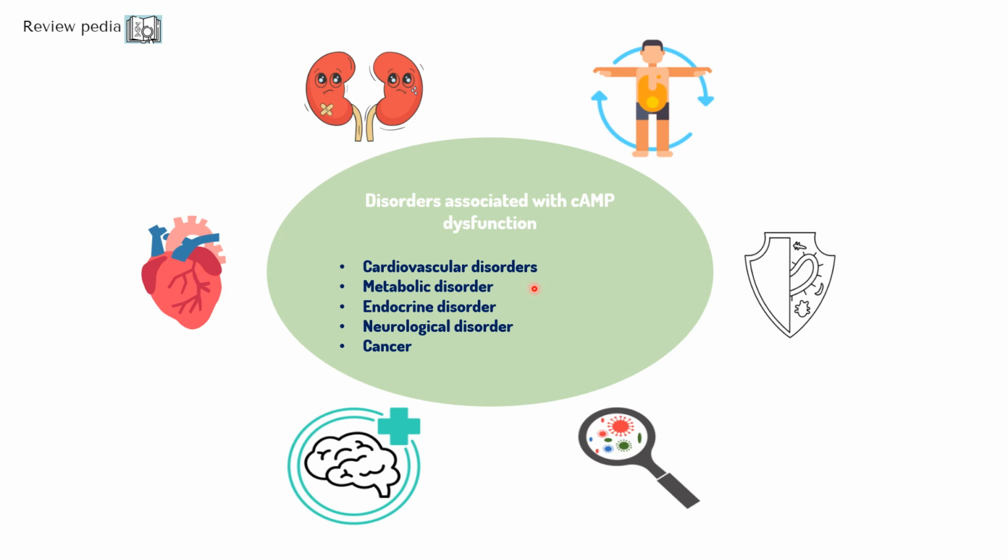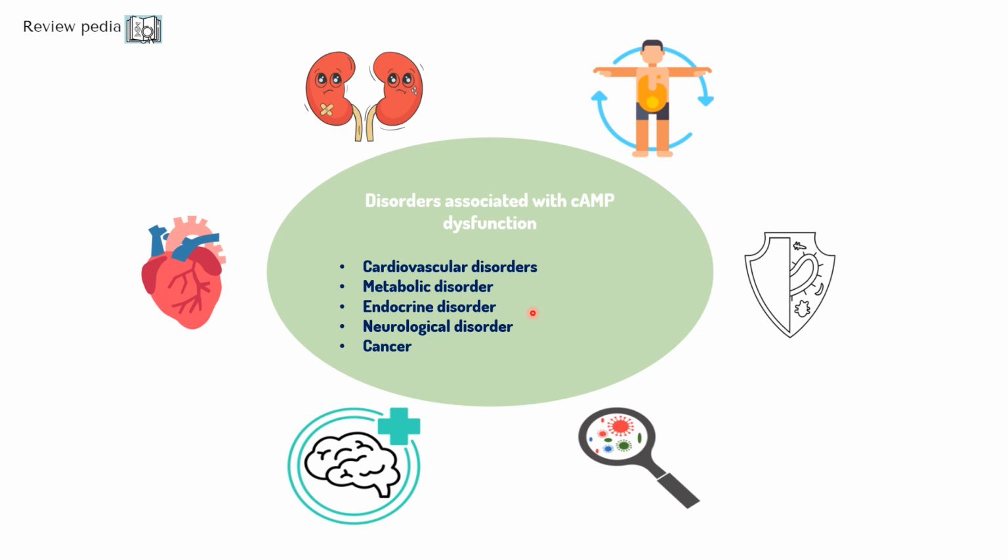And coming to endocrine disorder, here cyclic AMP is involved in regulation of hormone secretion and synthesis. This leads to Cushing's syndrome, a condition where excessive production of cortisol takes place, and due to the abnormal activation of an enzyme called adenylyl cyclase, and also variation in cyclic AMP, the endocrine disorder may happen.